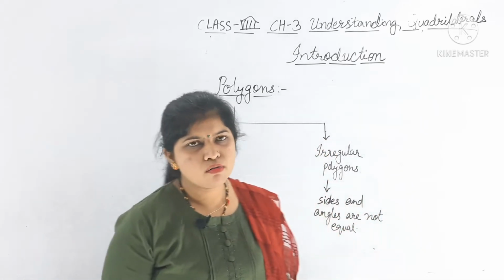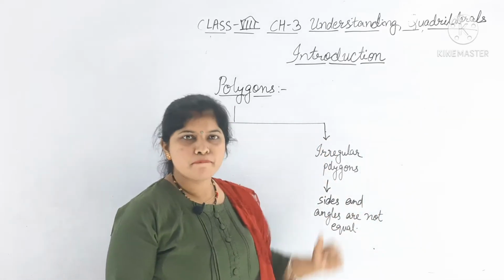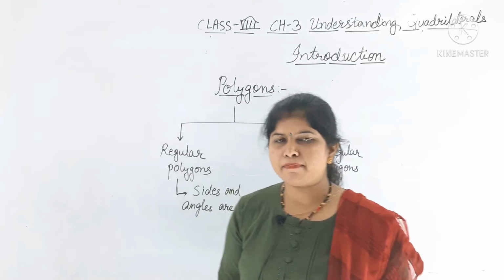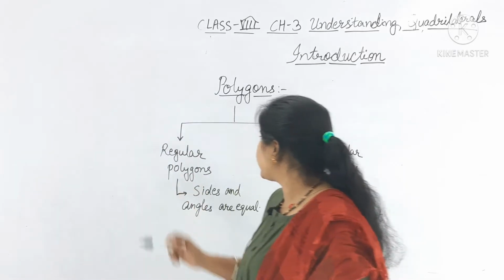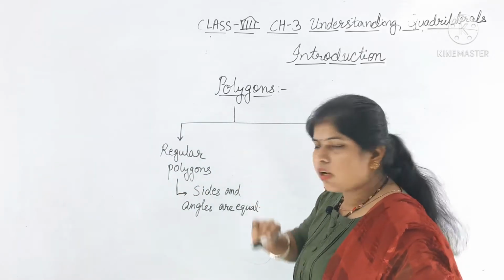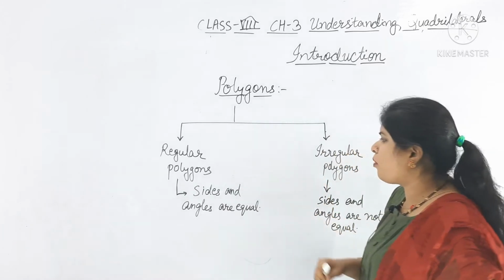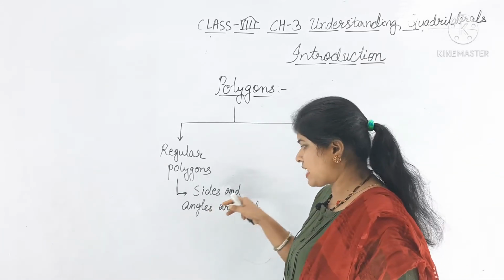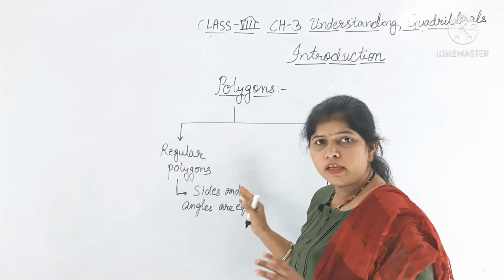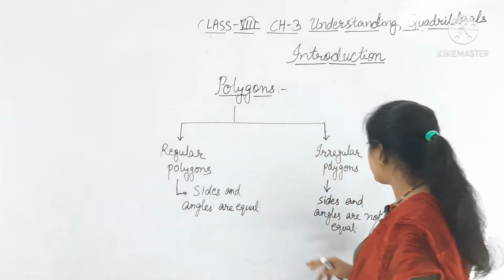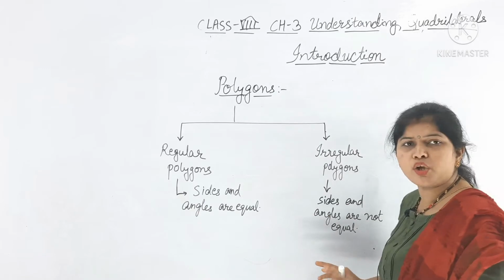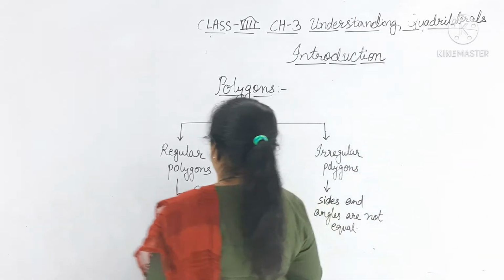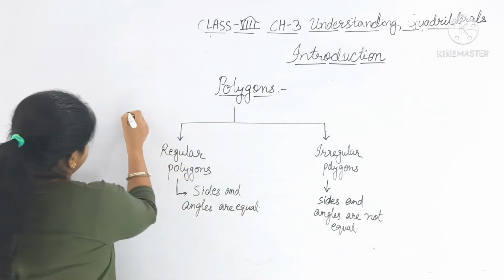Okay students, now the next point is types of polygons. We have 2 types of polygons: regular polygons and irregular polygons. Regular polygons are those whose sides and angles are equal, and irregular polygons are those whose sides and angles are not equal.